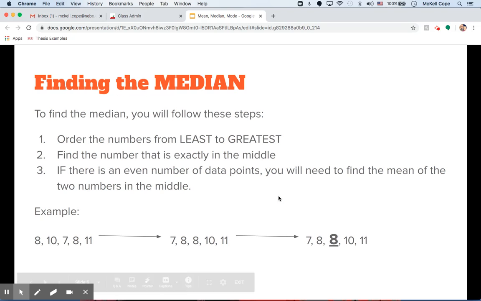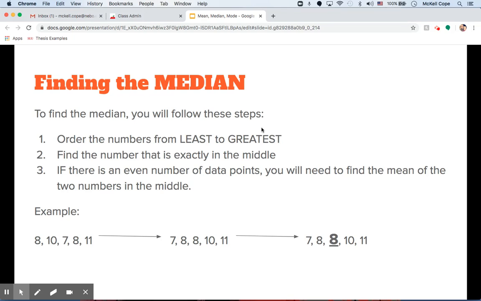Okay, the next thing we're going to look at is finding the median, which is the middle. So if you've ever heard your parents talk about the median in the road, that's usually that big slab of concrete or something that's separating the road. That's called the median because it is right in the middle. So what we're looking at is the middle number of a whole set of data. Now, the first thing we have to do when we're finding the median is to order our numbers from least to greatest.